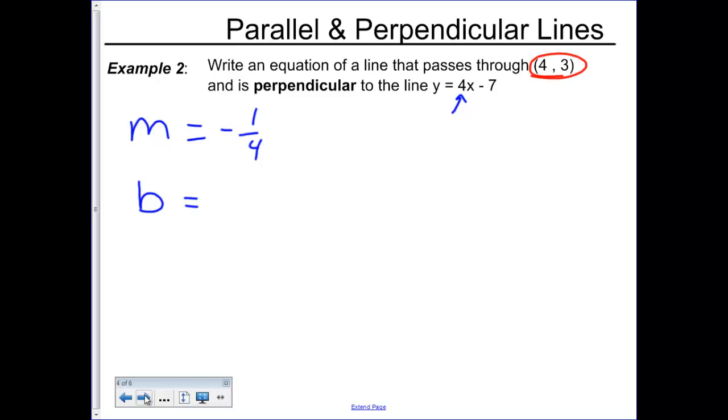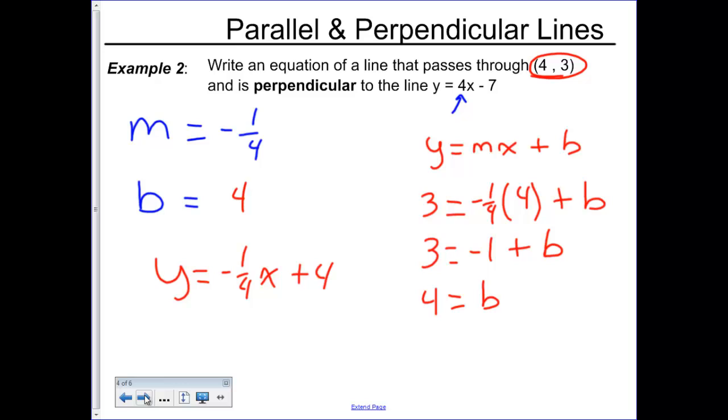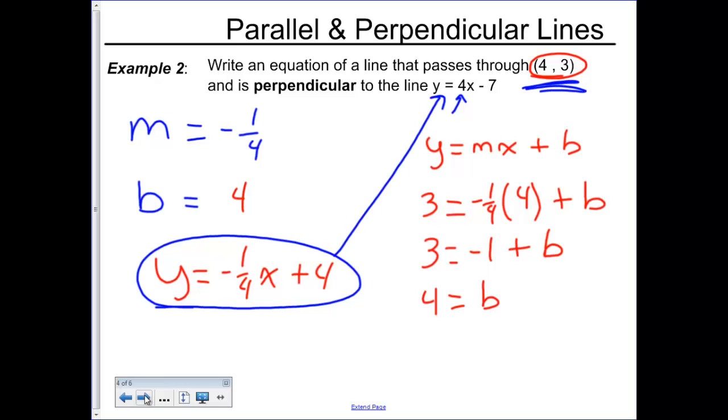So I'm still going to have to use my y equals mx plus b format to solve for the b value. My slope is -1/4, my x value is 4, my y value is 3, and I can just solve backwards for my b value, my y-intercept. So 3 is going to equal -1 plus b. B then is going to equal 4. And now I just need to write my equation. y equals -1/4 x plus 4. And this ends up being the line that is perpendicular to this line, but at the same time goes through the point (4, 3).